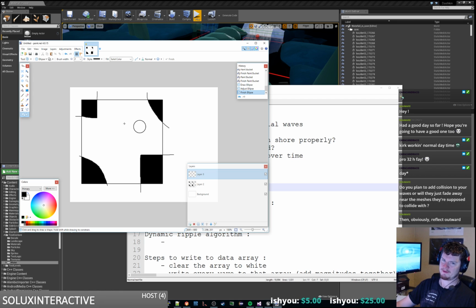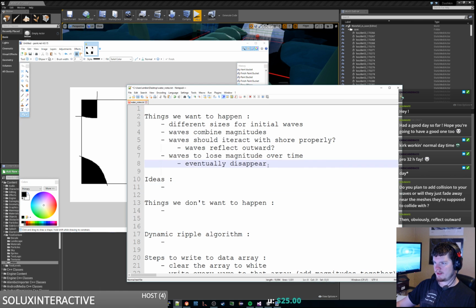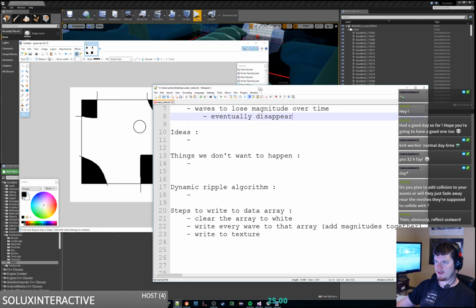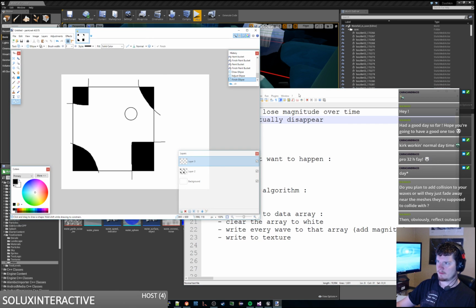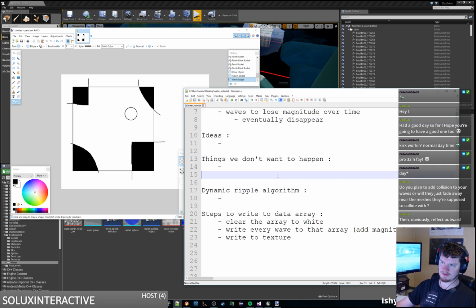Do we want to fill these things? Do you plan to add collision waves, or will they just fade away with meshes they're supposed to collide with? Well, the idea hopefully would be that we already have our texture, which has all of our shore information on it. So we don't actually have to have meshes with collision. We could just look up a pixel to see if we are colliding with something.